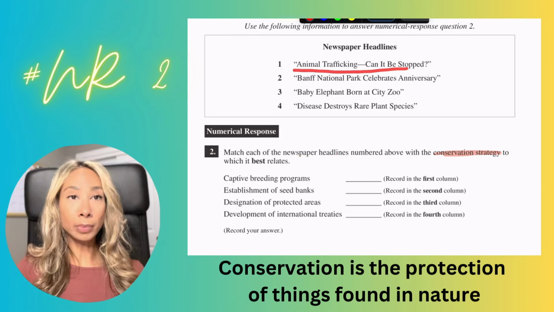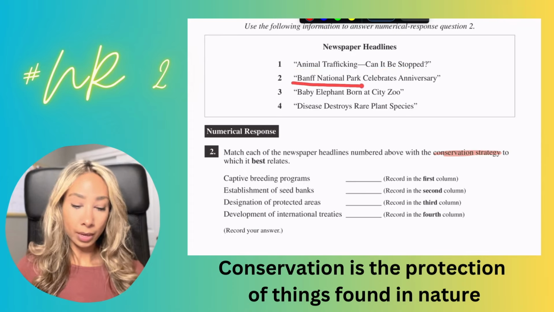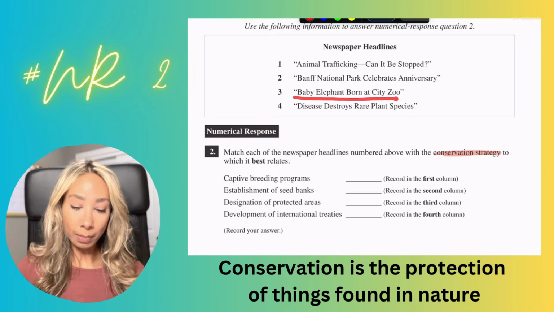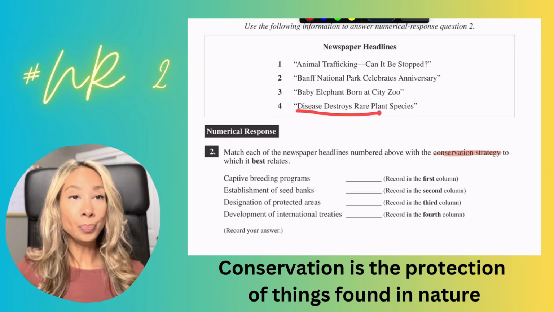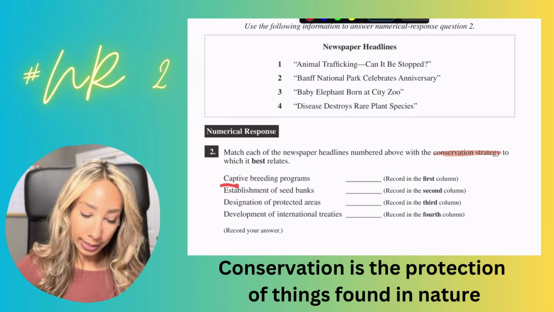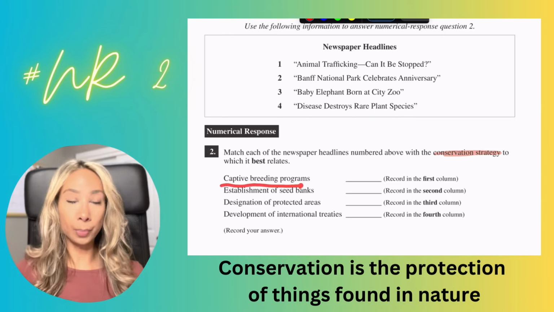Number 1, animal trafficking can be stopped. Number 2, Banff National Park celebrates anniversary. Number 3, baby elephant born at City Zoo. Number 4, disease destroys rare plant species. All right, so let's look at the first option, captive breeding programs.